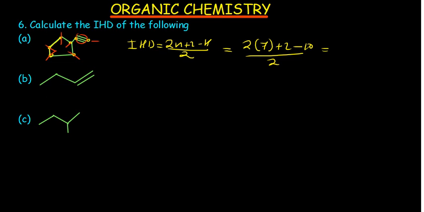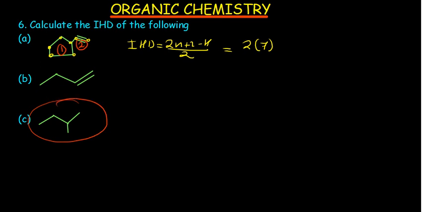And then 6 divided by 2, that is a 3. So an IHD of 3. And we can just count this even without looking at that. A ring has 1 IHD. A double bond, one IHD. A triple bond has two IHDs. So there's a 2 there and then a 1 here, giving us a 3 as we have also calculated. A single bond doesn't have any IHD, 0.